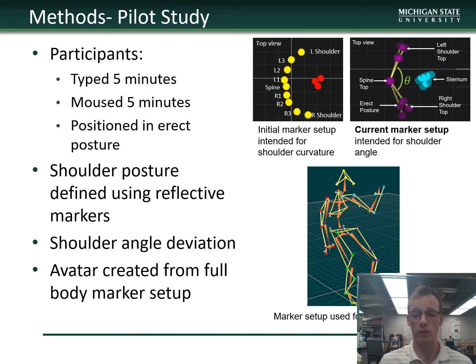This is the angle that was used for shoulder angle deviation in order to define good and poor posture. Also, some participants were fully marked up on their entire body so that an avatar could be created out of them.